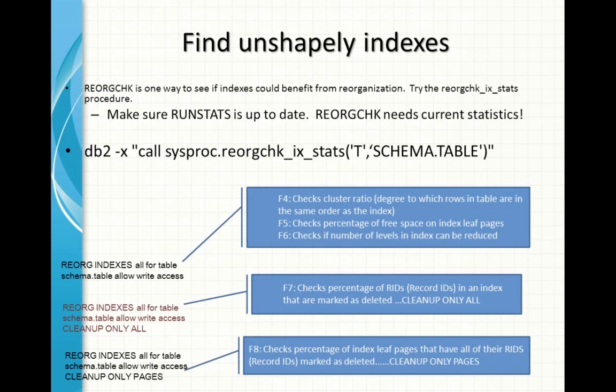Let's touch on index maintenance. So a good way to look for indexes that need reorg is this sysproc reorg check IX stats procedure. Just go over the output real quick. If F4, F5, or F6 are marked, we need to do a full reorg of the indexes that can be done online with write access.